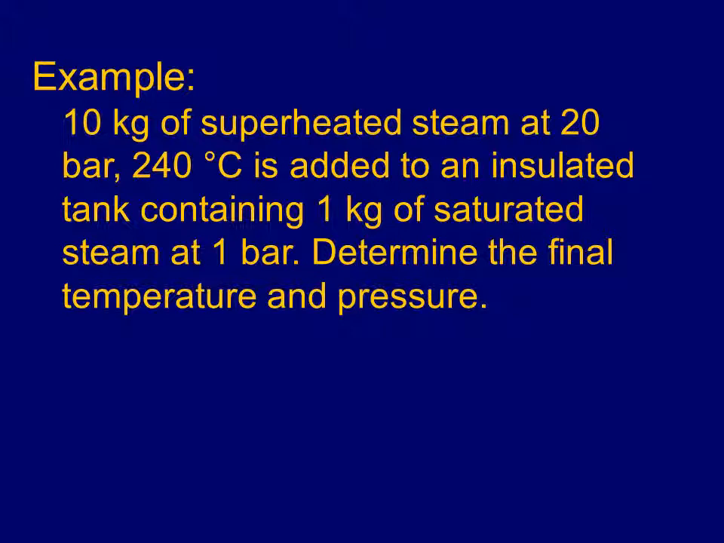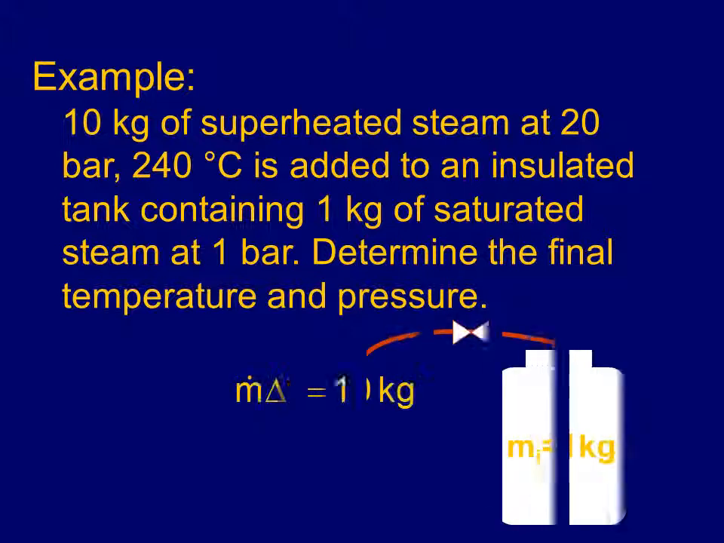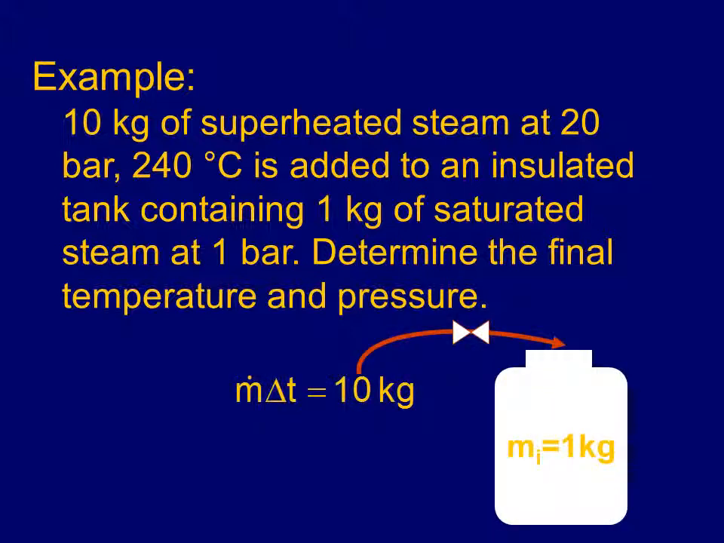Okay, let's look at another example, this time using tables, because again, we want to be able to solve all these problems using either equations, ideal gas equations, or using tables if you have tables available. So let's take a look at this one where 10 kilograms of superheated steam at 20 bars and 240 degrees is added to an insulated tank containing 1 kilogram of saturated steam, 1 bar. So this is the idea.